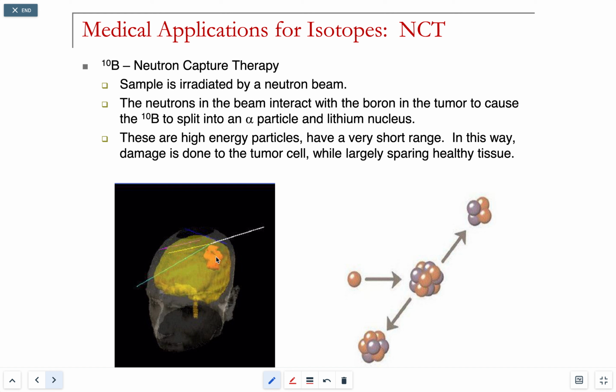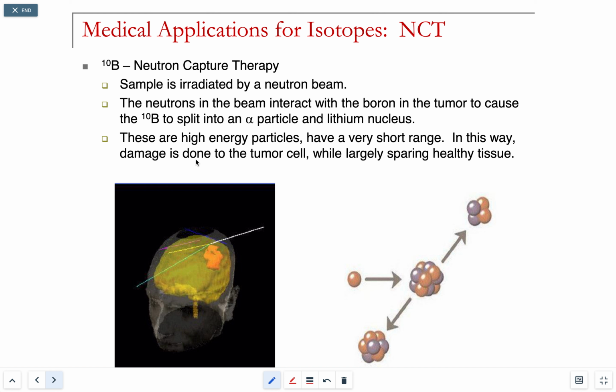It's kind of interesting to find out why it hasn't really caught on. I don't really know that answer, but it's kind of surprising. It could be that there's no good neutron sources in hospitals. I'm not really sure why, but I would think that this is a very promising therapy for taking care of brain tumors.